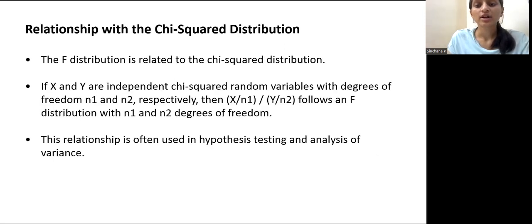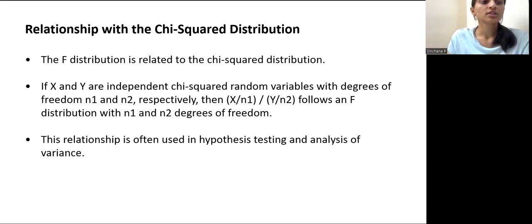Relationship with chi-square distribution. The F distribution is related to the chi-square distribution. If X and Y are independent chi-squared random variables with degrees of freedom n1 and n2 respectively, then (X/n1) divided by (Y/n2) follows an F distribution with n1 and n2 degrees of freedom. This relationship is often used in hypothesis testing and analysis of variance.